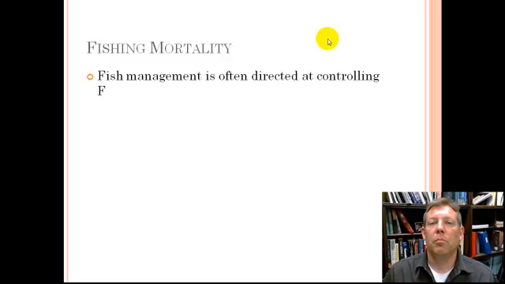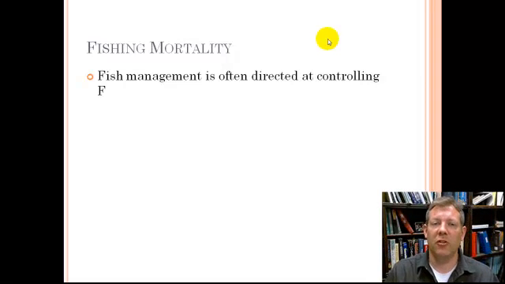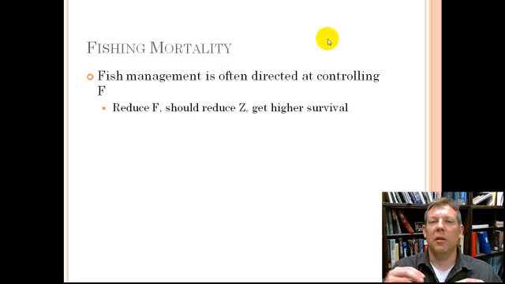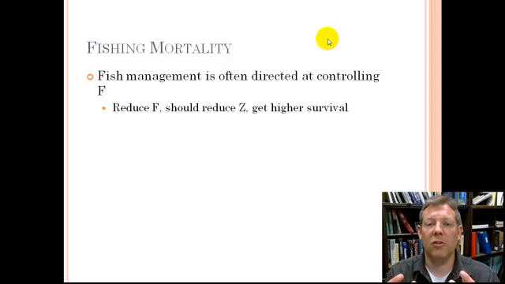Now, big F, fishing mortality, is a big deal to us because that's what we're often using to manage the fishery. If we can control big F, if we can influence fishing mortality, then that's how we're trying to influence our population and overall mortality. So if we reduce F, say we put on restrictions or shut down a fishery, that's going to reduce fishing mortality. We can control that through regulations.